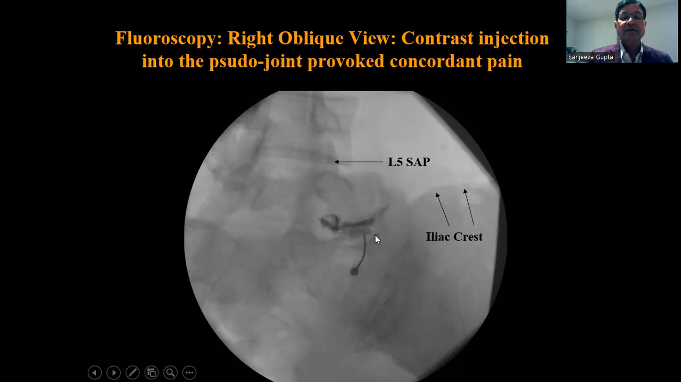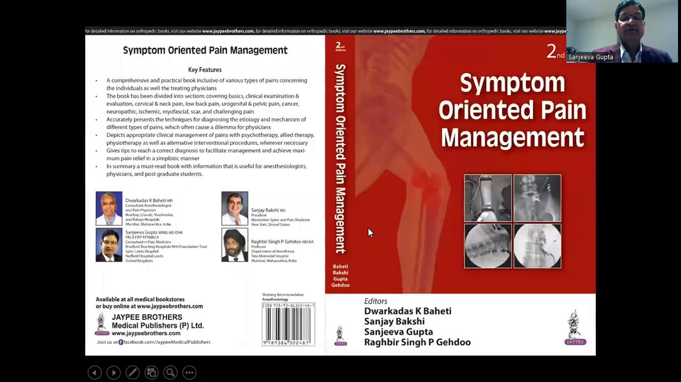We know that the iliac crest is posterior to the target area, so you can't go any more oblique there. So that is the tip of the needle there with the contrast spread. And this patient has had very good pain relief.